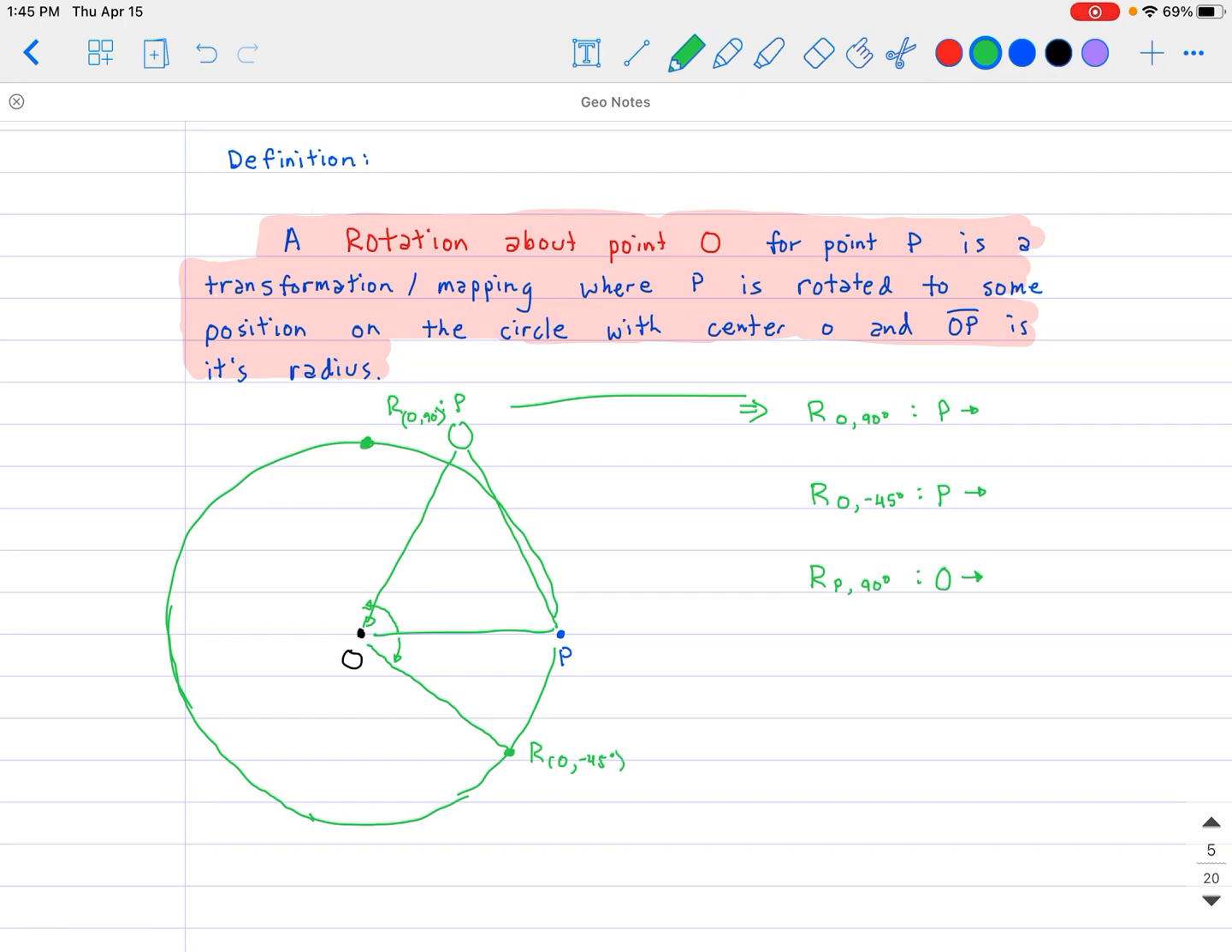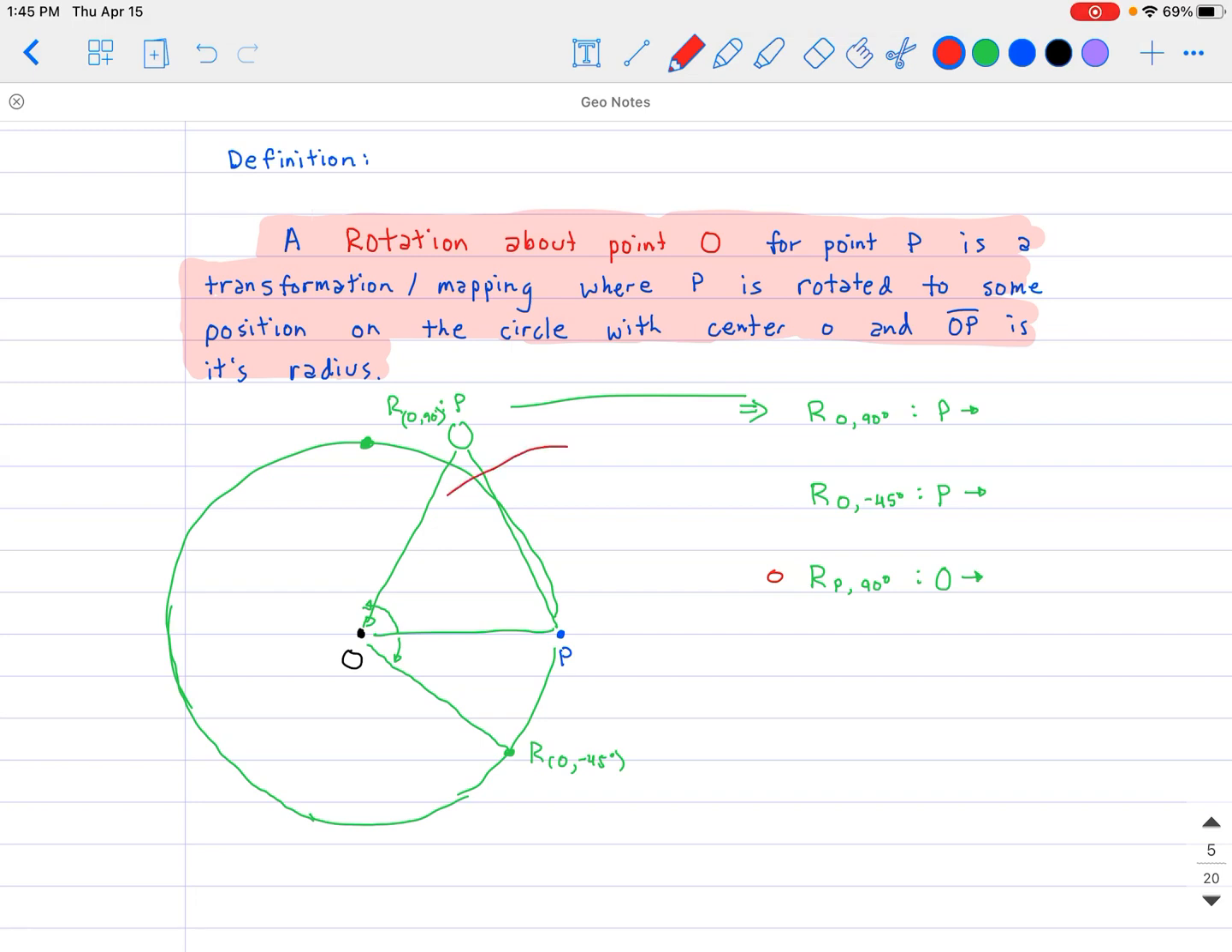Okay. And then finally, for the third one, this time I'm going to rotate about point P. Just swapping things around, P is now my center, and O is the point that I'm going to rotate. So for this last problem, I'm going to draw a circle where P is the center.